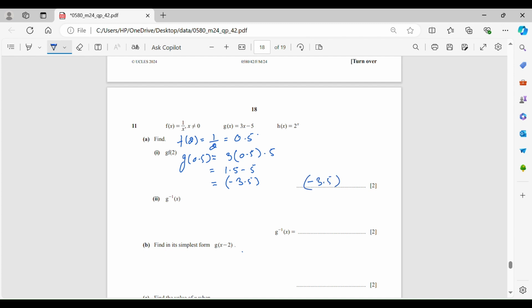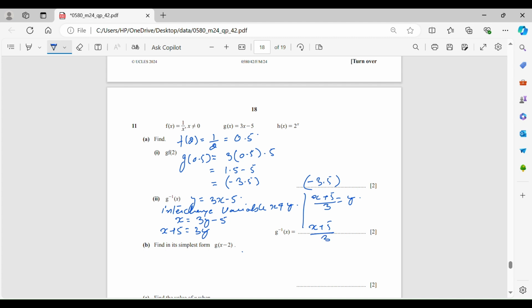Next, second part: g inverse of x. Let y be equal to 3x minus 5. So interchange the variables x and y. So x will now be equal to 3y minus 5. Now x plus 5 equals 3y, and x plus 5 by 3 will be equal to y. So g inverse of x will be x plus 5 by 3.